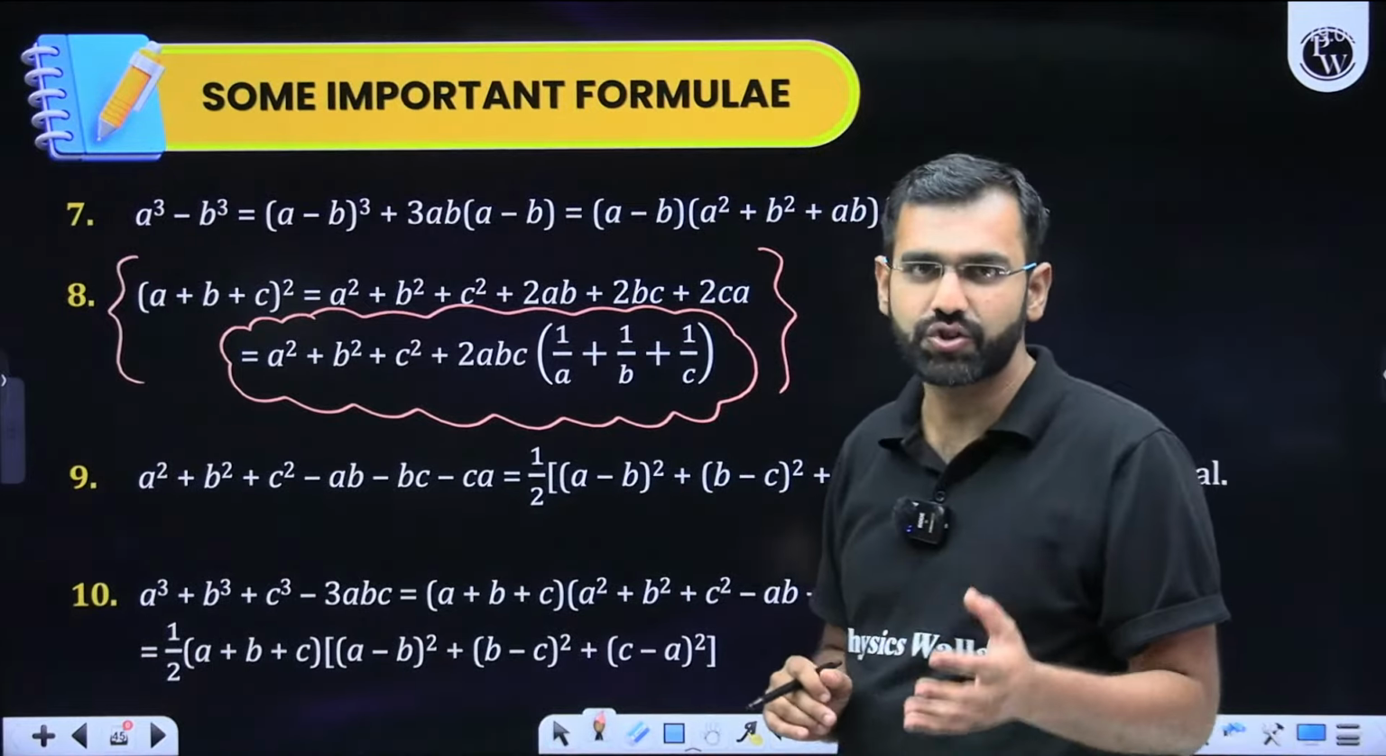a cube plus b cube plus c cube minus 3abc. It is always a plus b plus c times a square plus b square plus c square minus ab minus bc minus ca. If you don't know it yet, memorize it, revise it.